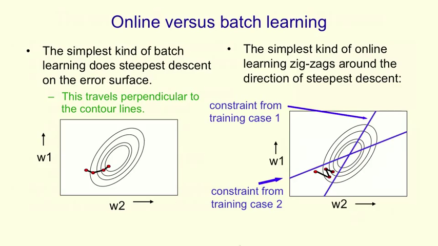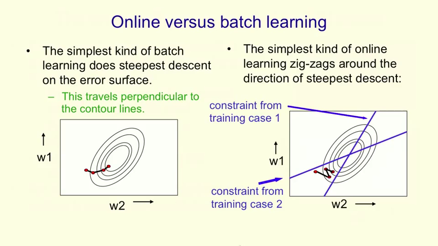in the picture. That's what happens with what's called batch learning, where we get the gradient summed over all training cases. But we could also do online learning, where after each training case, we change the weights in proportion to the gradient for that single training case. That's much more like what we do in perceptrons, and as you can see, the change in the weights moves us towards one of these constraint planes.